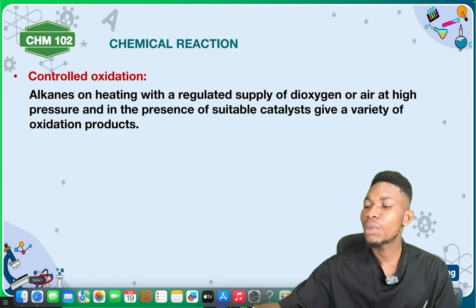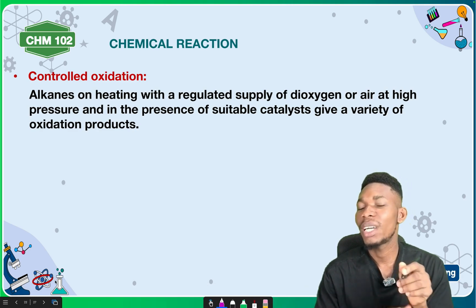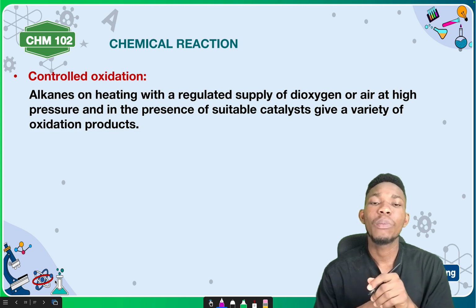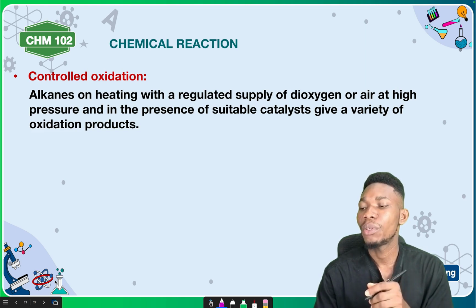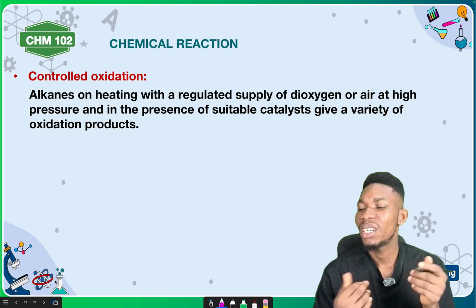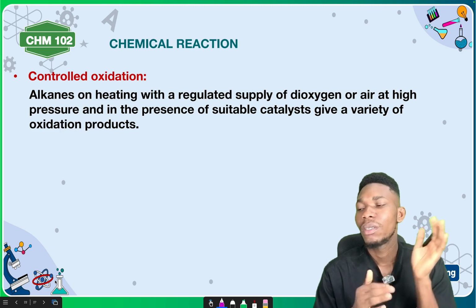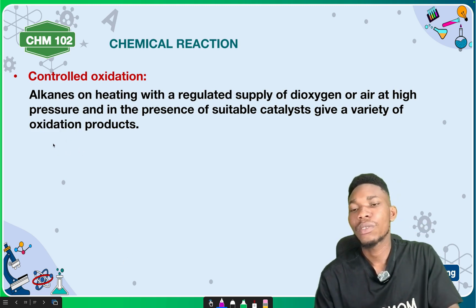Now, the next one is controlled oxidation, although this one does not usually come into the exam. When you heat alkane with regulated supply of dioxygen or air at high pressure and in the presence of suitable catalyst, it gives a variety of oxidized products. But this one, they will not really set any exam for you. Probably by 200 level or so, you might come across something like this.